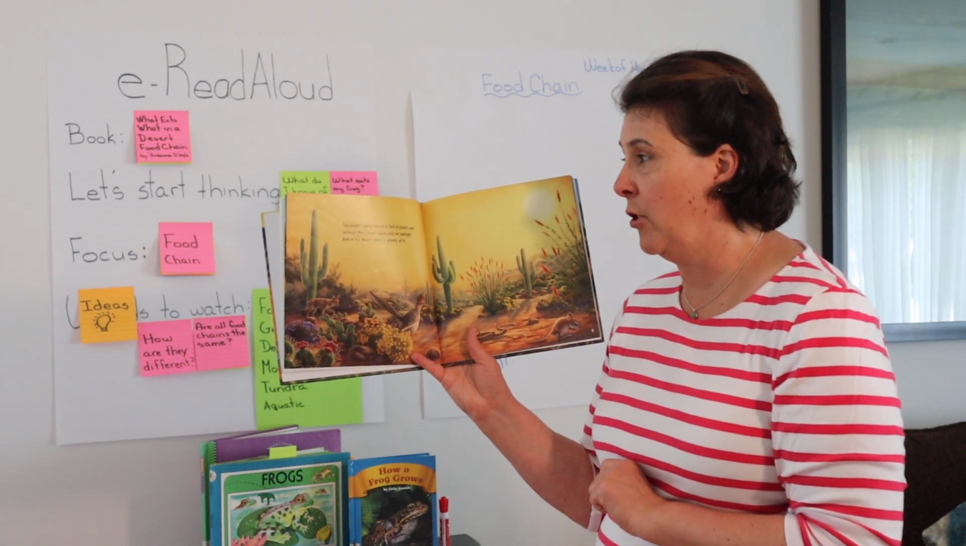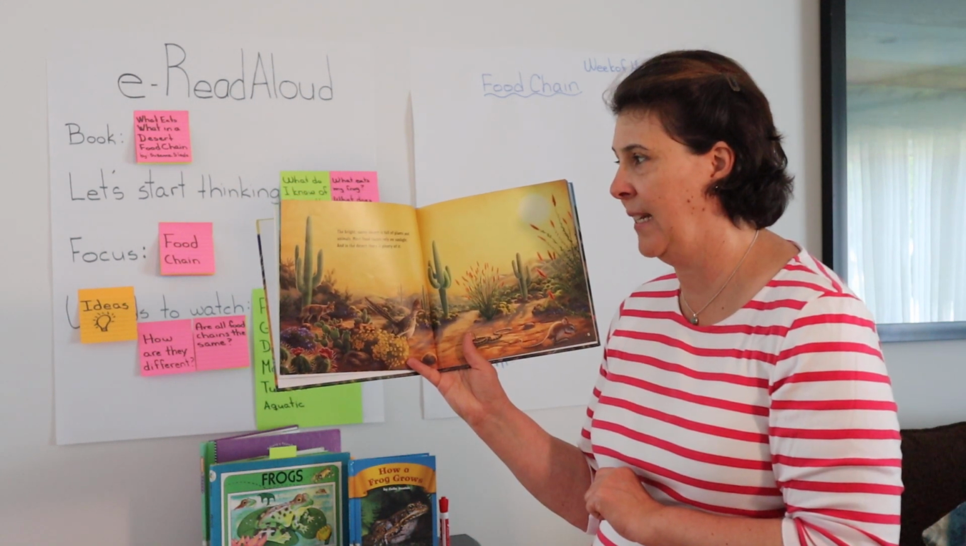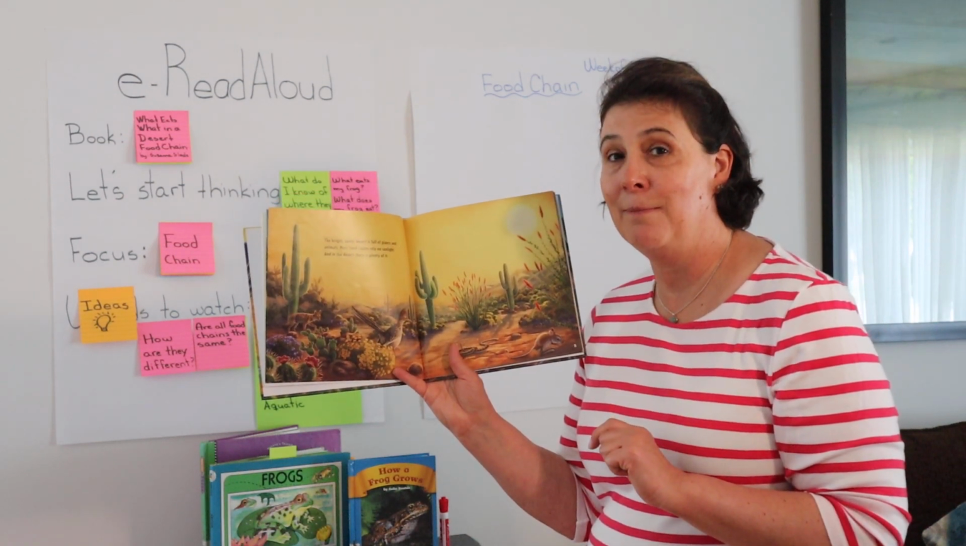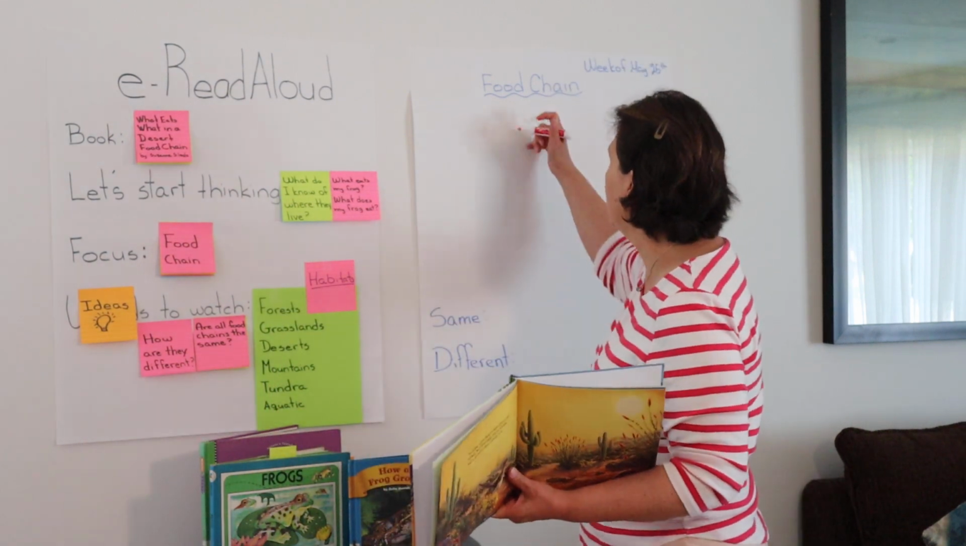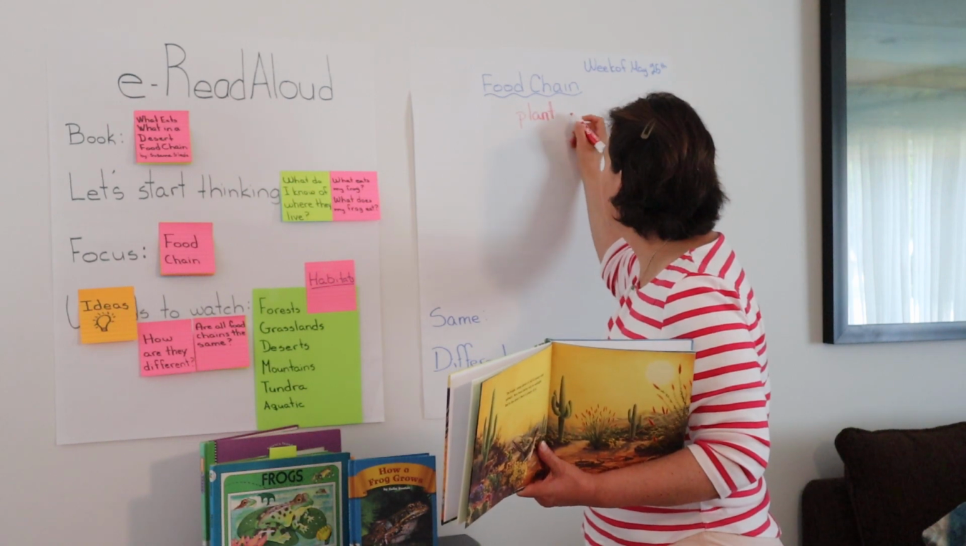The bright sunny desert is full of plants and animals. Most food chains rely on sunlight, and in the desert there's plenty of it. So what does a food chain start with? Plants. So it starts with plants, right? It will start with some kind of plant, right?